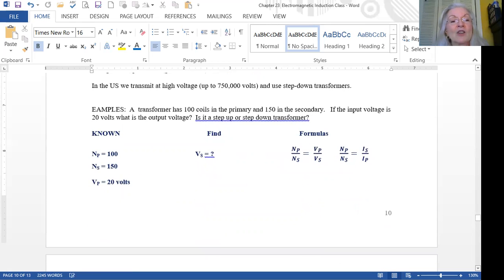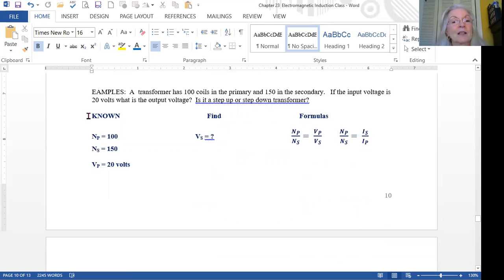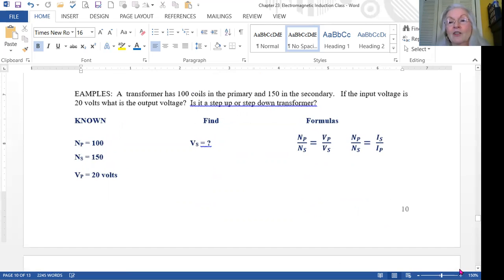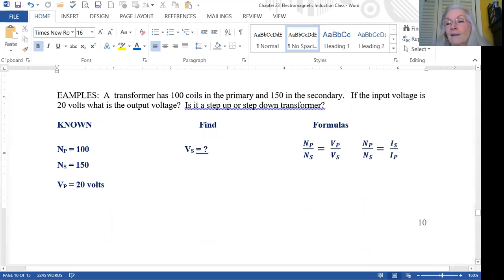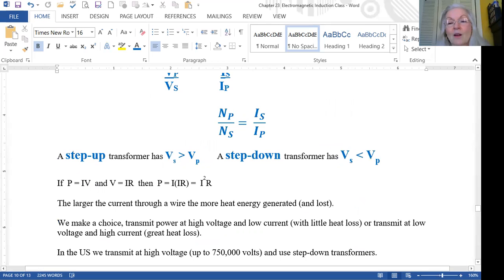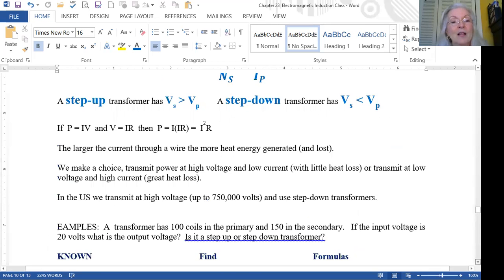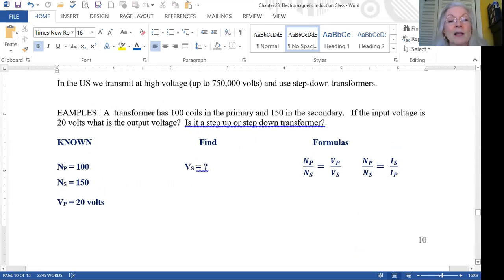So let's look at our numeric examples. Looks like this is a little small. I think I'm going to make it a tad larger, maybe to help us out. All right. So if we come down to our example, so we have a transformer. It has 100 coils in the primary and 150 in the secondary. If the input voltage is 20 volts, what's the output voltage? And is it step up or step down?